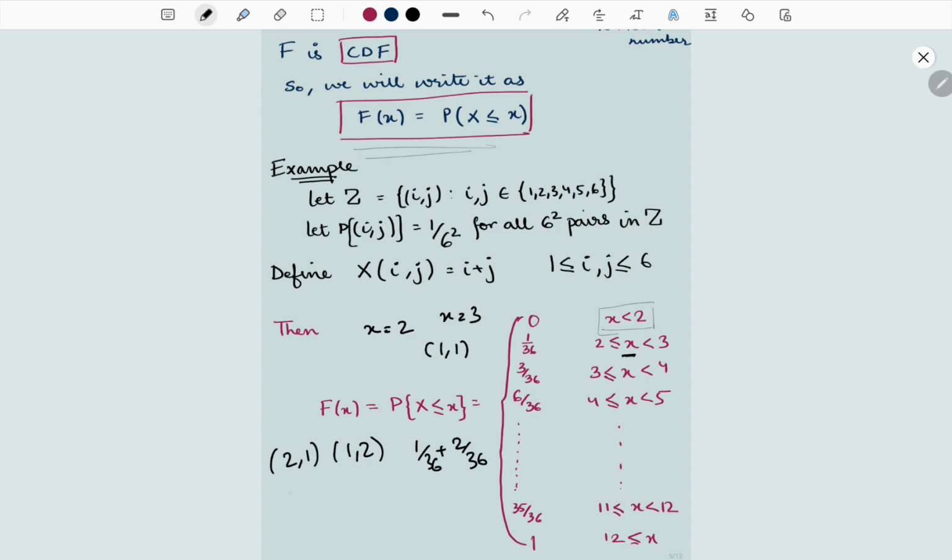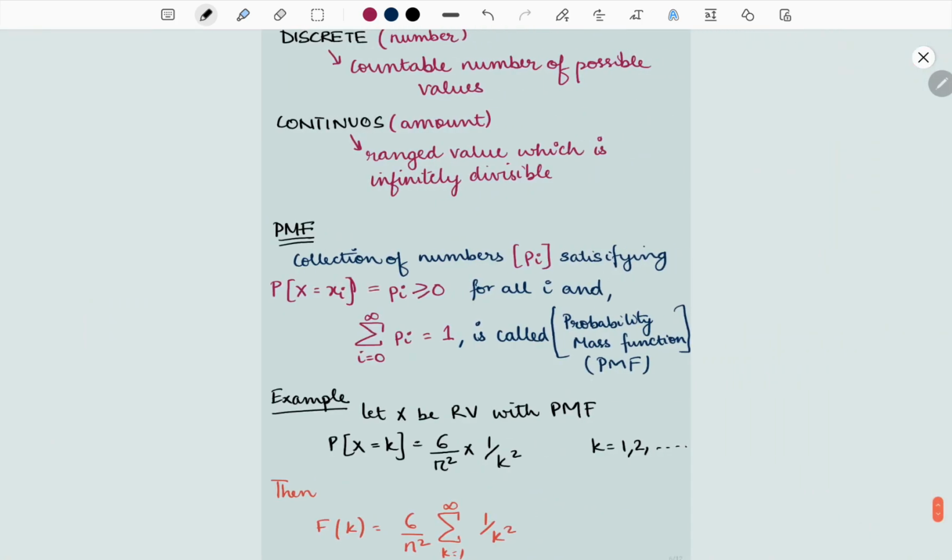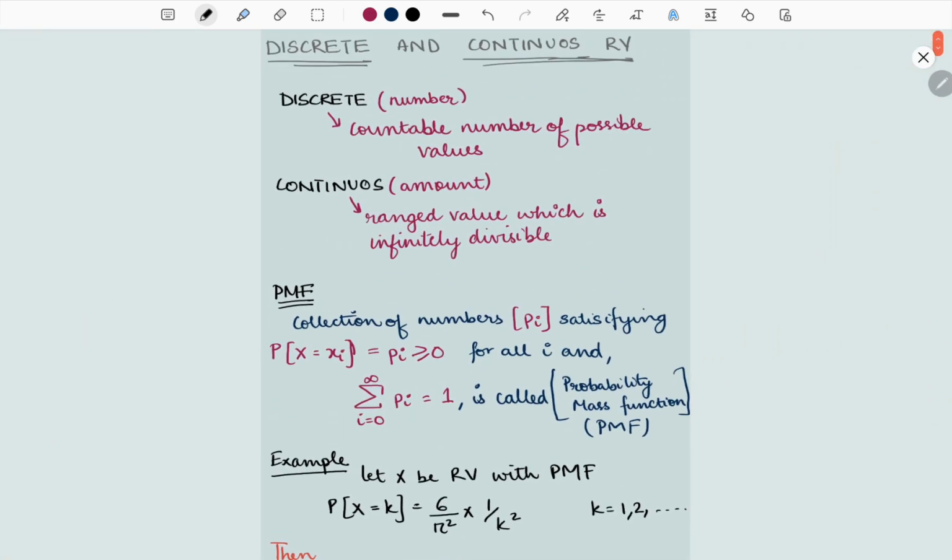Again, for x equals 4, we will get (2,2), (3,1) and (1,3), which will be 3 by 6. So 3 by 6 plus 3 by 6 will be 6 by 6, and this will continue further till we get the value 1. Now let us come to discrete and continuous random variables.